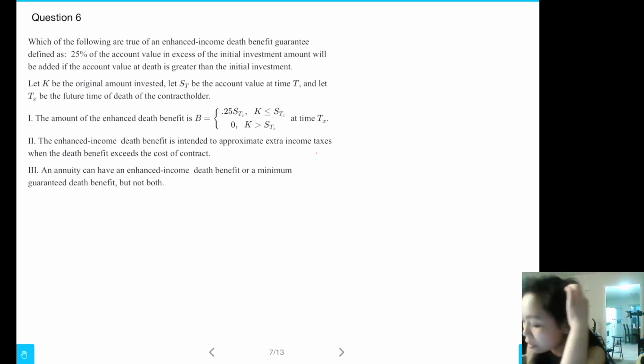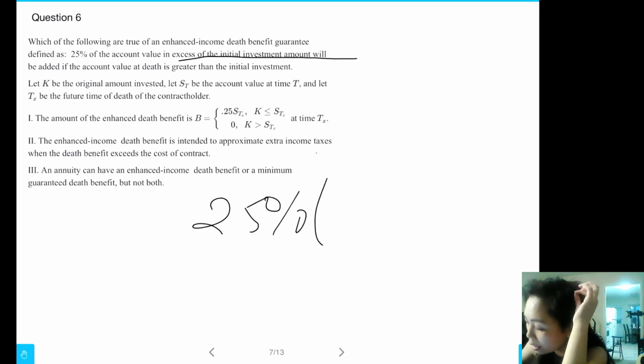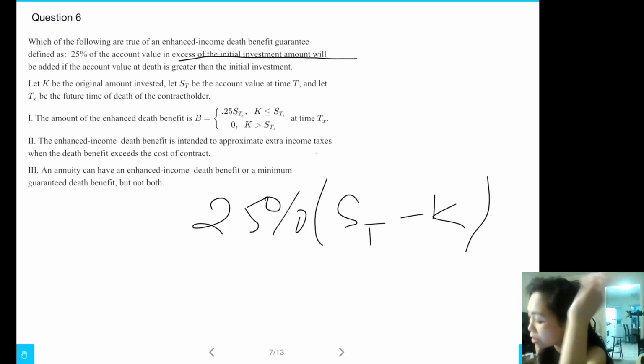This is incorrect, because if you read the statement again, it says 25% of the account value in excess of the initial investment will be added. So that means we should have 25% of the gap, that means S_T minus K. So it should be 25% of the gap between the account value and K, not 25% of the account value. So the first one is false. You see that?